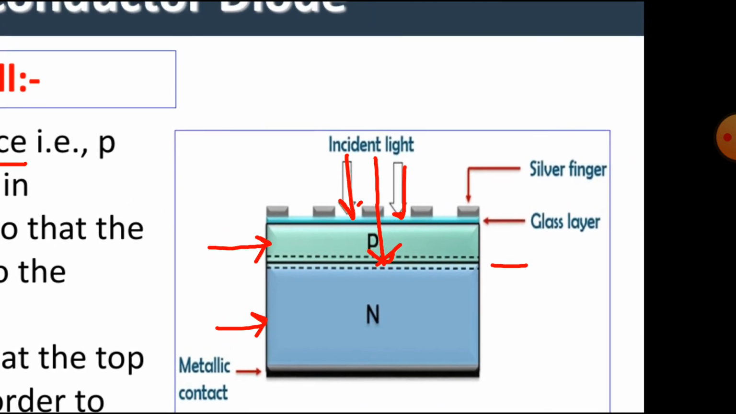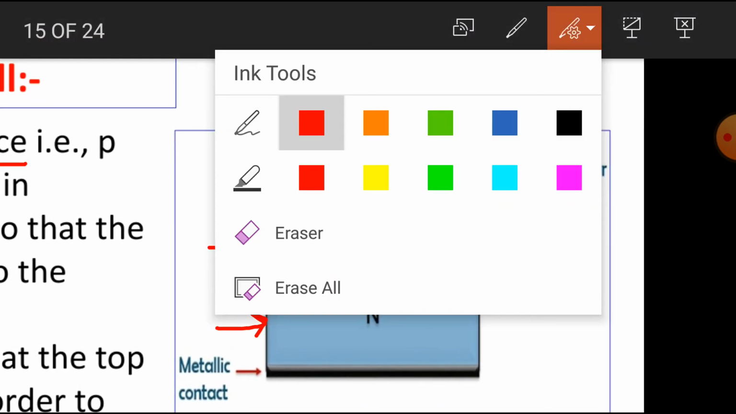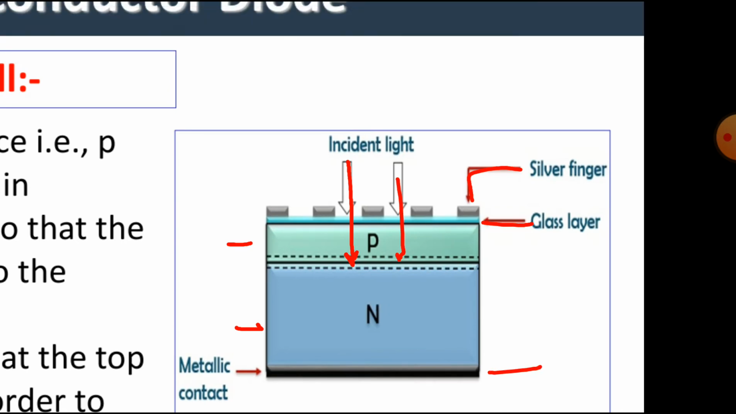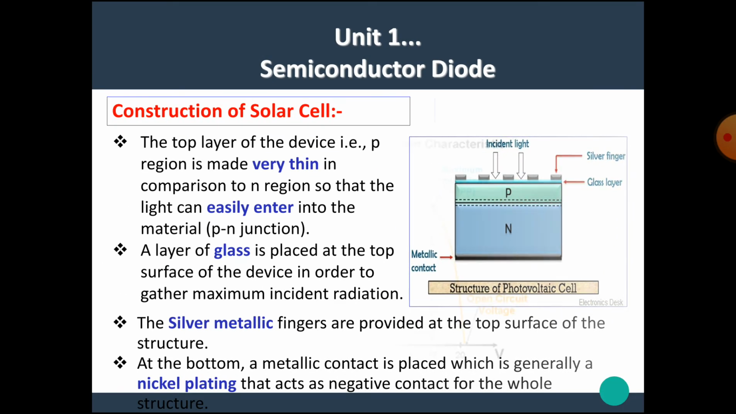Let's see the construction here. In this construction, we can see that the P layer is made very thin with respect to the N region in order to strike the incident light at the PN junction. The glass layer is provided to gather the maximum incident light radiation. The silver fingers are provided and the metallic contact made up of nickel plating is available for the negative contact.